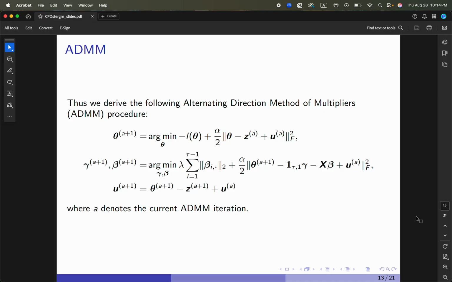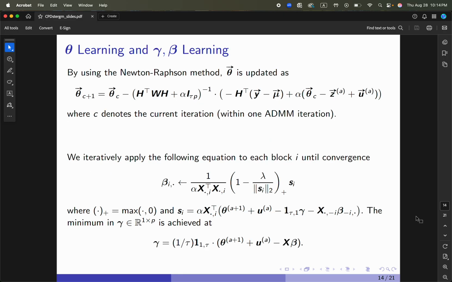Thus, we can implement the following ADMM procedure to update the parameters. We recursively implement the three updates until a certain convergence criterion is satisfied. For theta, we can implement a Newton-Raphson method to update the parameters. For beta, we use a block coordinate descent method, and we also have a closed-form solution for the parameter gamma.